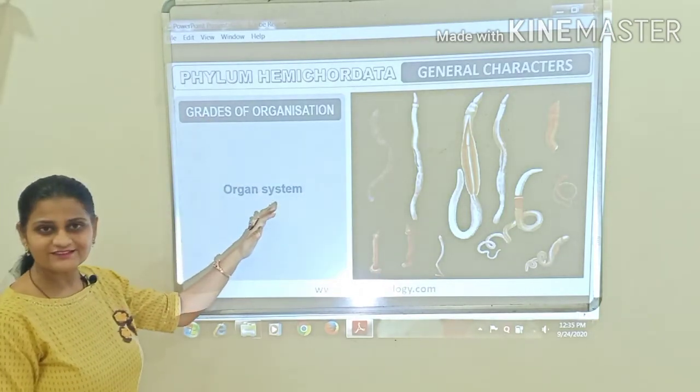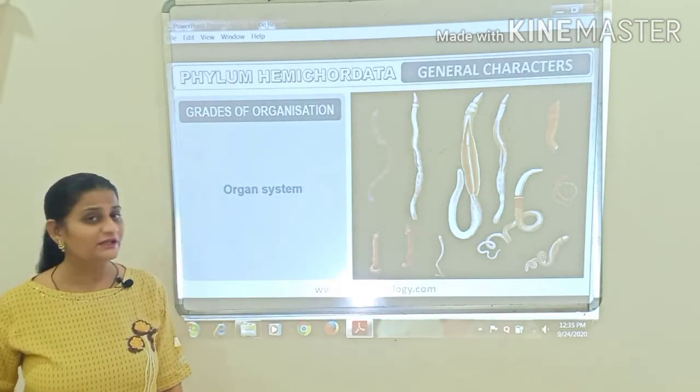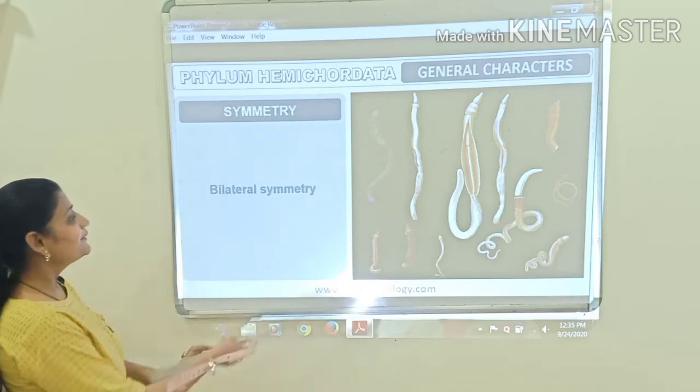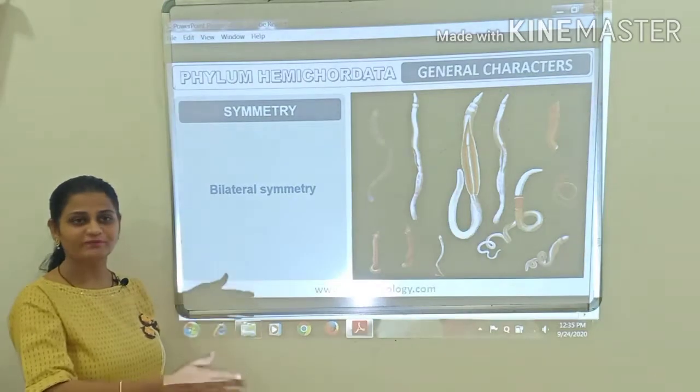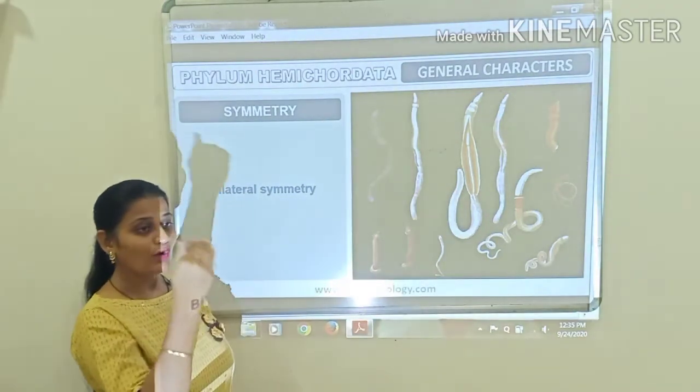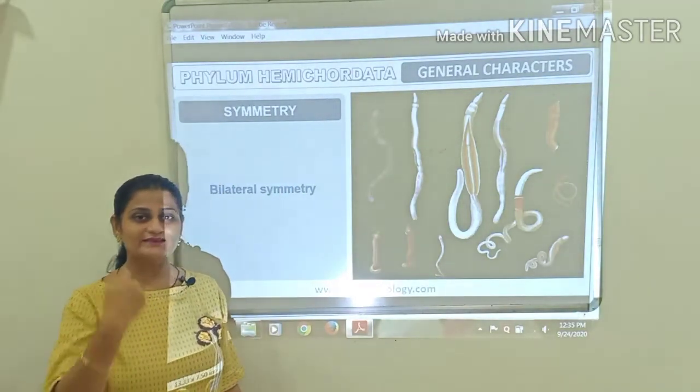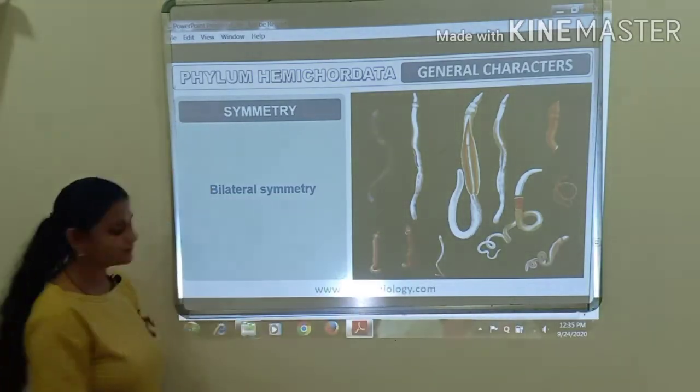They have organ system level of organization. In their body many organ systems are present. They show bilateral symmetry, that means when the body is divided from the central plane, the body can be divided into right and left equal halves.